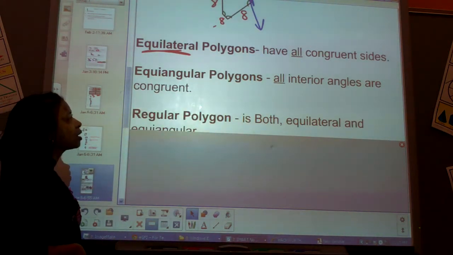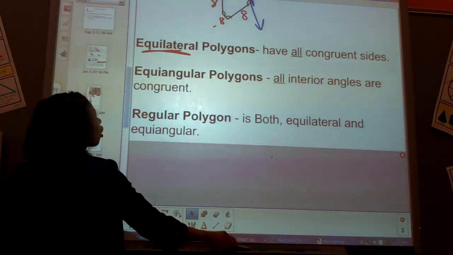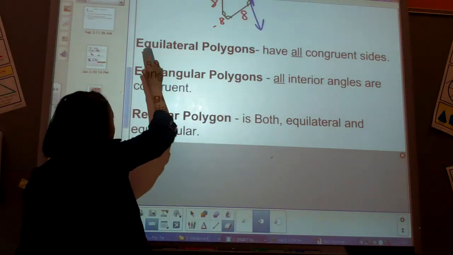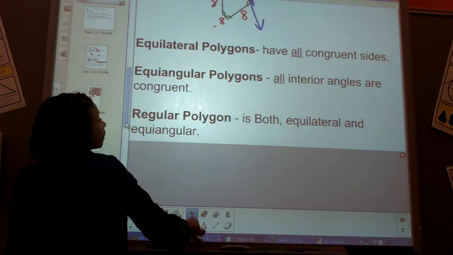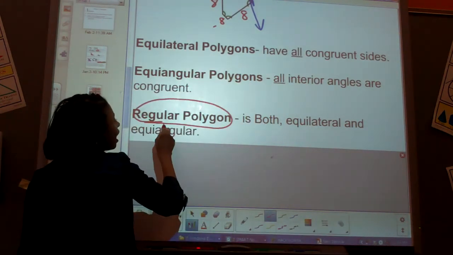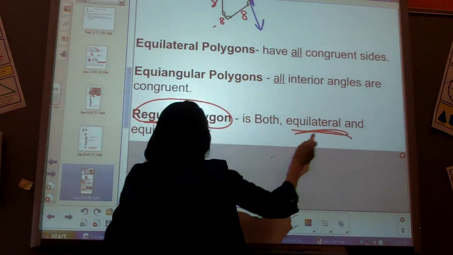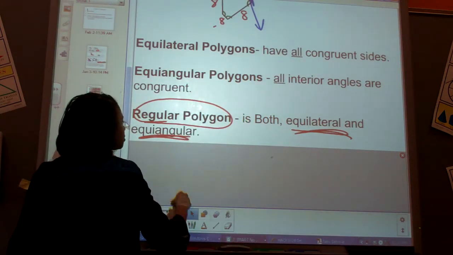A regular polygon means when both occur, equilateral and equal angular. So regular polygons mean that polygon is both equilateral and equal angular.